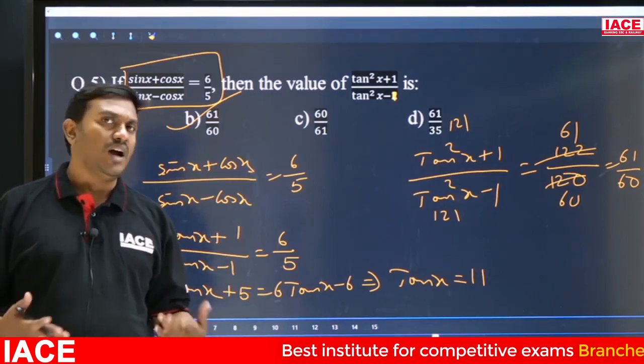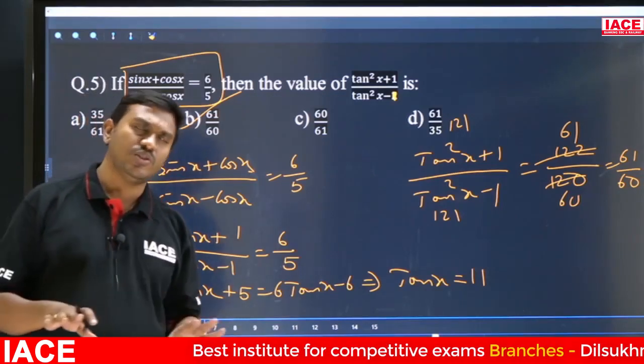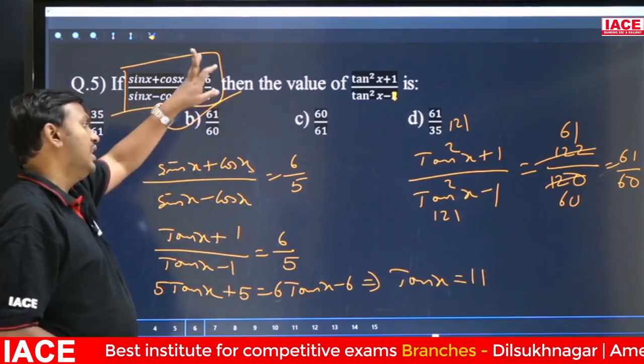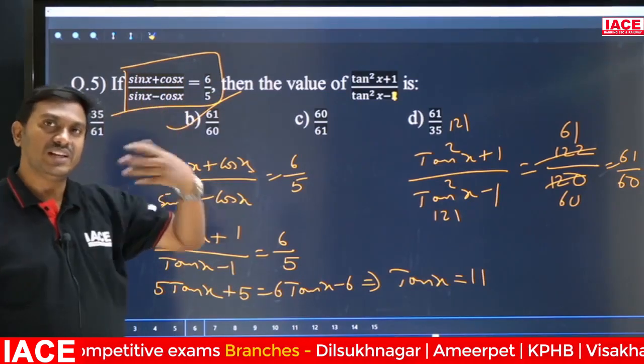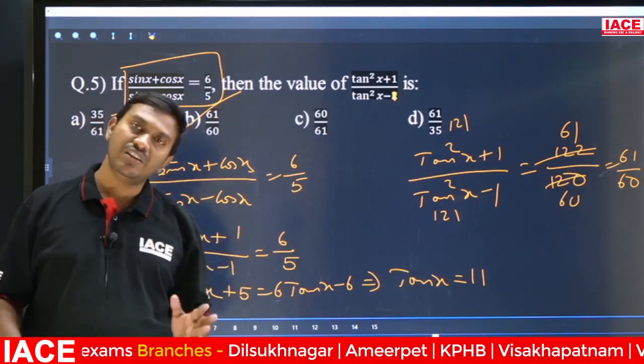Sir, I don't know how to convert into tan. Then also no problem. Simply go for cross multiplication. Then also you will get it. Even if you go with cross multiplication also you will get tan. Anyway we will get it.